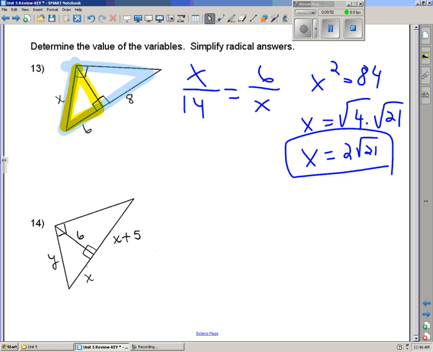So go to the next one. Here you've got an altitude piece working in here. So you know that you've got 6 with the x and 6 with the x plus 5.